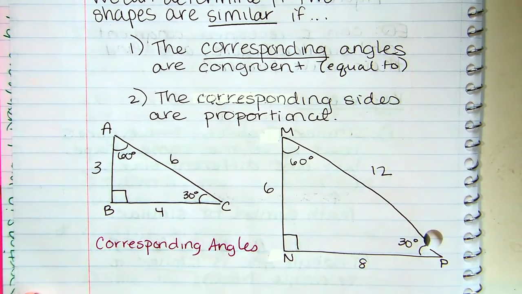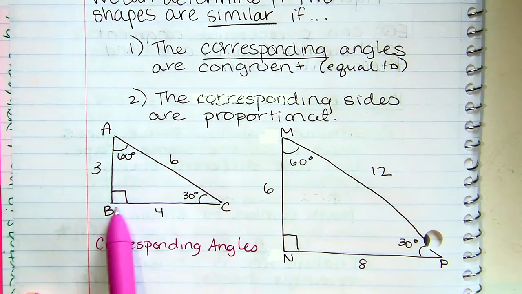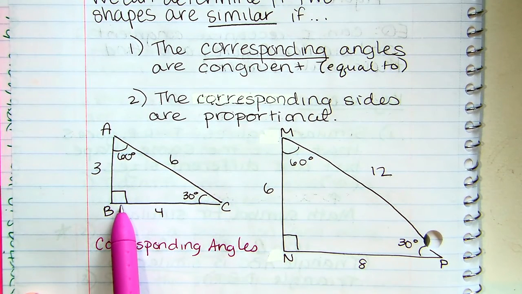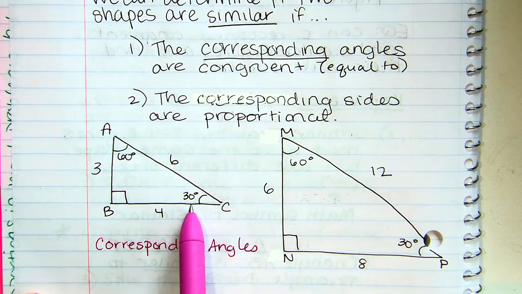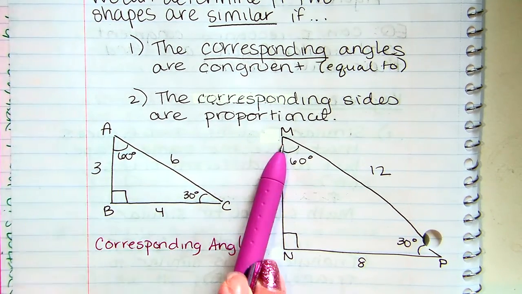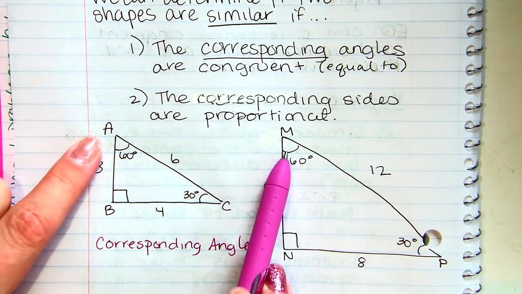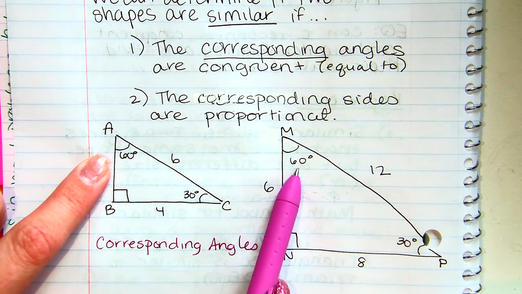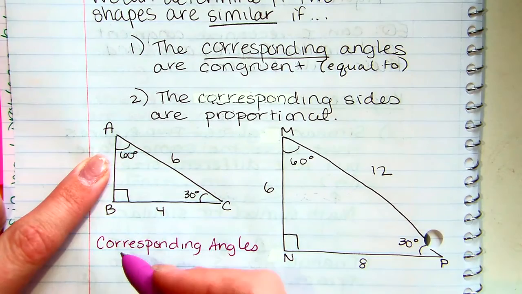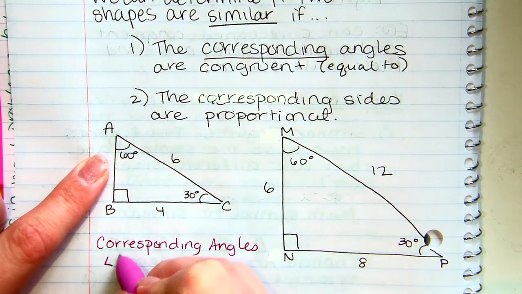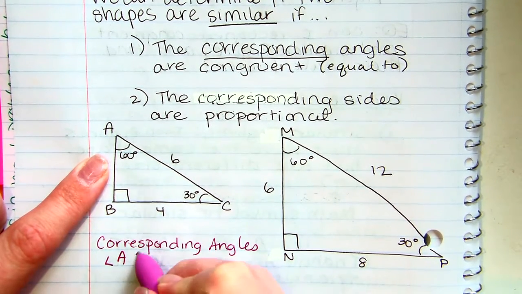in my first triangle, I have a 60-degree angle. This box means a 90-degree angle, and I have a 30-degree angle. Here, the corresponding angle to A is M. Because they are both in the top of our triangle and they are both 60 degrees, they are equal to each other and corresponding. So I'm going to write angle, and that is our math symbol for angle. So angle A is congruent to angle M.